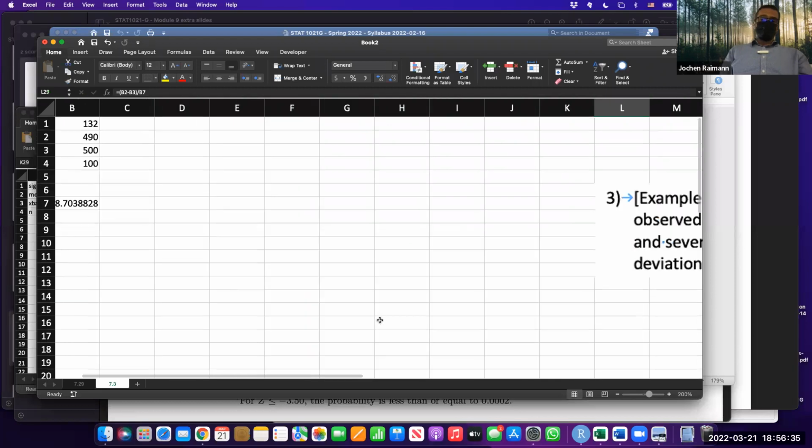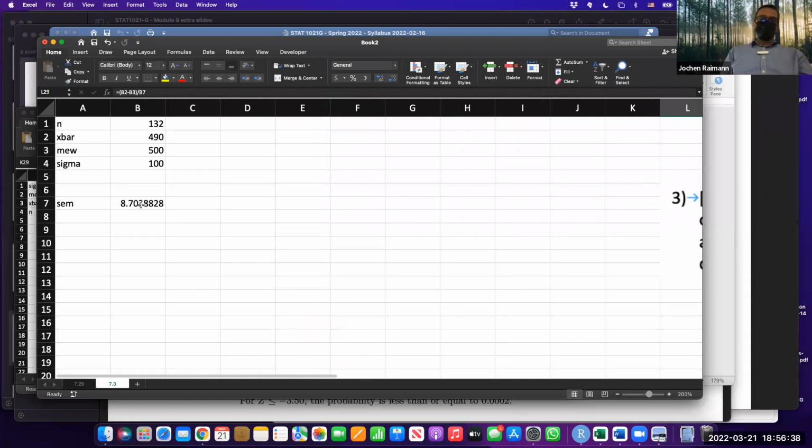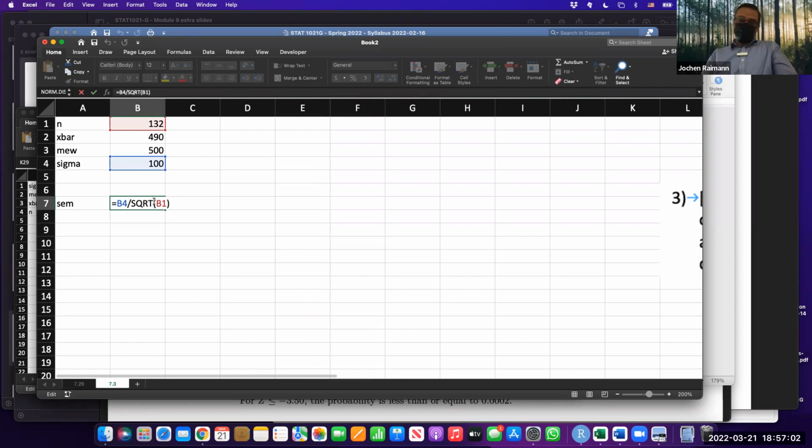So, okay, step by step. We go back to B7. We do B4, which is the sigma, divided by square root of B1. So B7 is B4 divided by square root of B1. It's a love-hate relationship with Excel. Don't apologize. Good. Thank you. Not a problem.